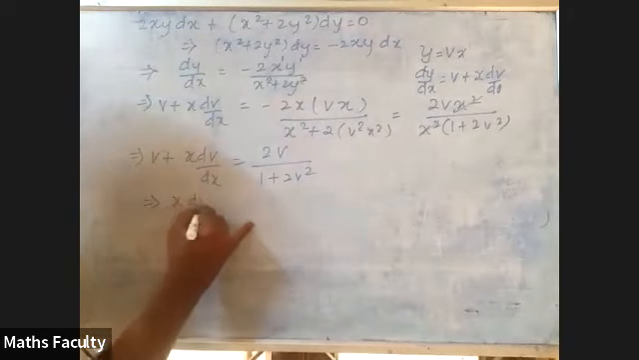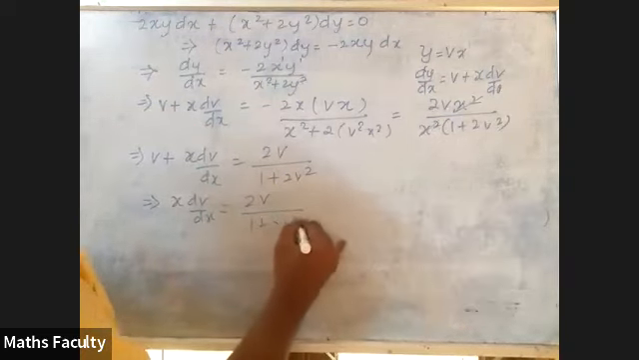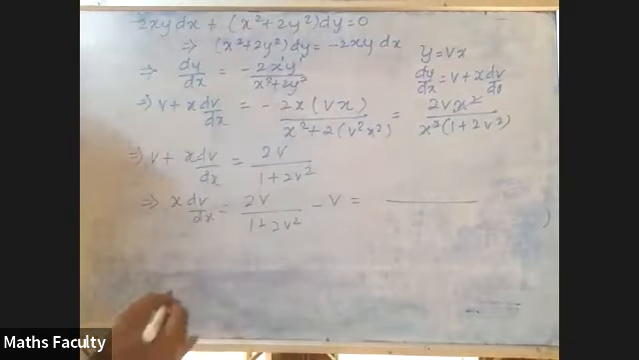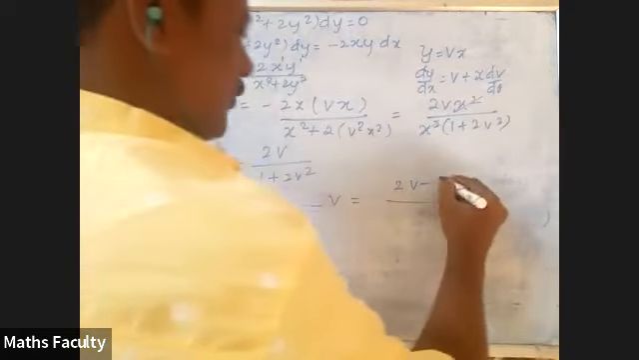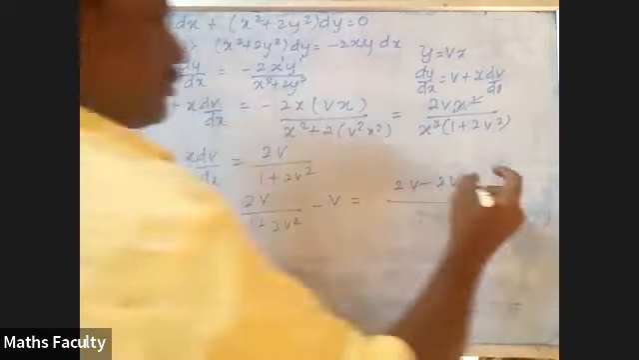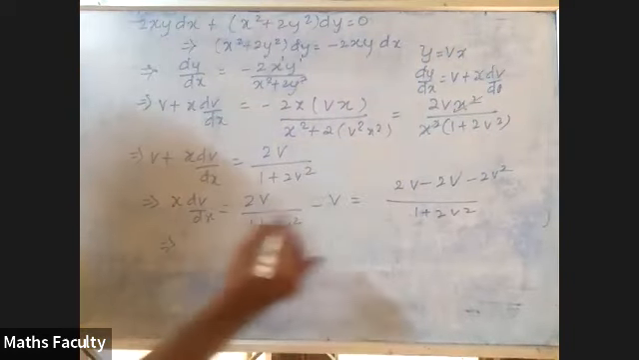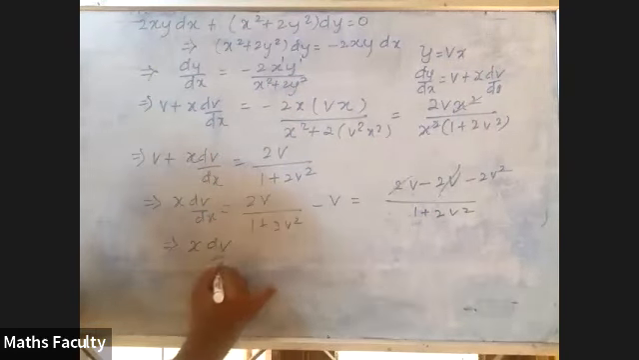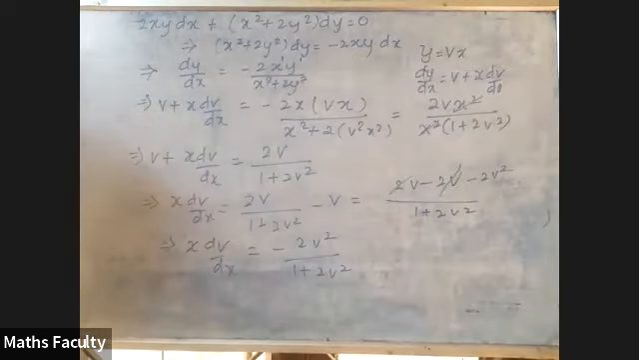Now we can take x dv by dx, bringing this v to that side. This becomes minus 2v divided by 1 plus 2v square, and this becomes minus v. Therefore, taking 1 plus 2v squared common, you can write minus 2v minus v minus 2v squared, divided by 1 plus 2v squared. Now 2v minus 2v will get cancelled. We have x dv by dx is equals to minus 2v squared divided by 1 plus 2v squared. Are you able to follow? Now we have to separate the variables.